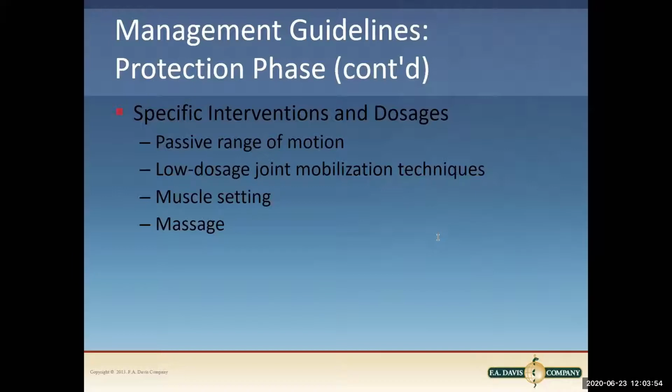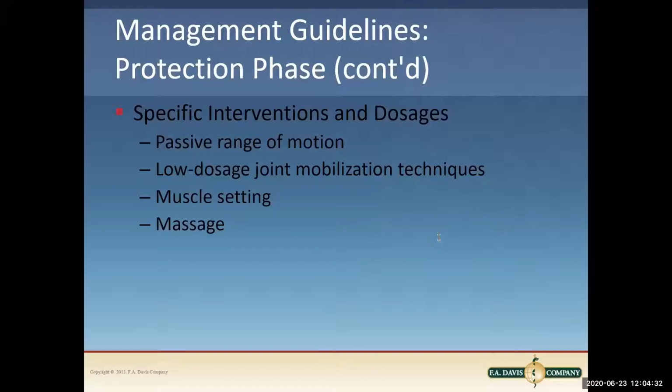Muscle setting. So when I say muscle setting exercises, what's the other word you should think of? Muscle setting is synonymous with what other word that starts with an I? Isometric. There we go. Good, right? Remember when we did those quad sets where we're kind of squeezing down and holding it? That's going to be an isometric exercise. Those are the type of exercises we're going to do.